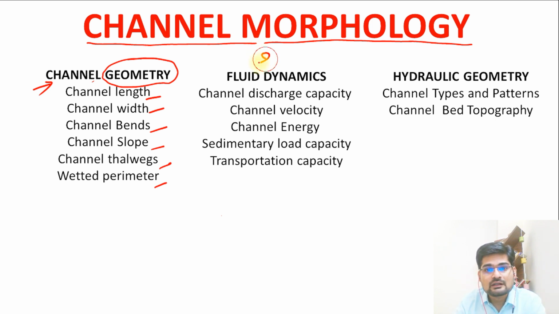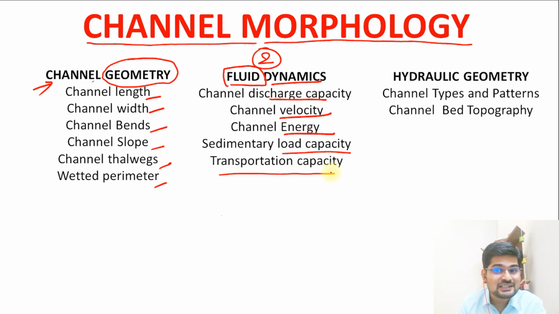Apart from that, now this is the second component. So it is about the fluid, the flow part, the dynamics of the flow. So in flow, what do we observe? What do we measure? The discharge capacity, the velocity, the energy, the load capacity, the transportation capacity. So remember, it's mostly about the capacity, the capability, the velocity, the energy. All these factors are part of the dynamics of the fluid.